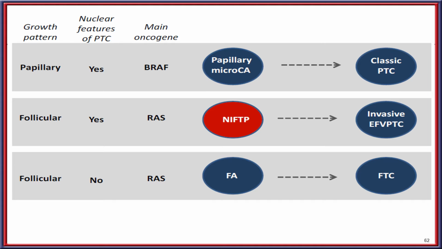So this particular new tumor is in the middle, where there are overlapping features. So you have a follicular growth pattern, but the nuclear features of papillary carcinoma, and the vast majority of them are RAS mutated. So the NIFTP tumor does not show any evidence of invasion, while when invasion is present, invasive follicular variant of papillary thyroid carcinoma is the terminology utilized.